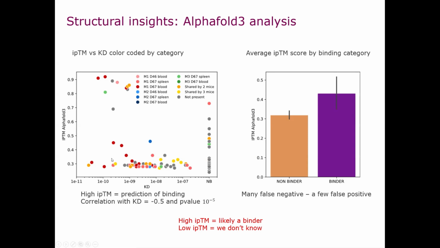In most cases, the score is really, really low, but in the cases in which the score is high, so according to AlphaFold the antibody was a binder, then it really was a binder, and it also had a very low KD. In fact, we have a correlation that is not very high, but it's still minus 0.5. So the take-home message for me is that there are many false negatives, but only a few false positives. So the software can be used as an additional screening step in an antibody discovery workflow.